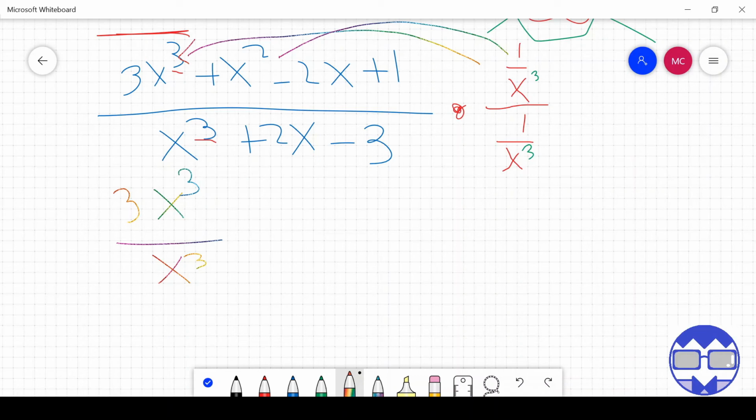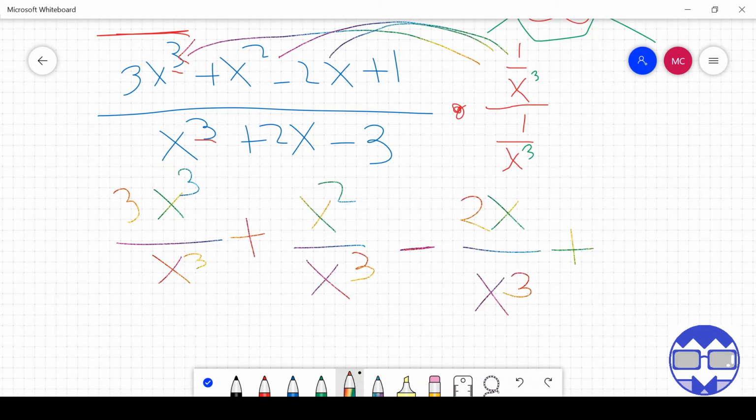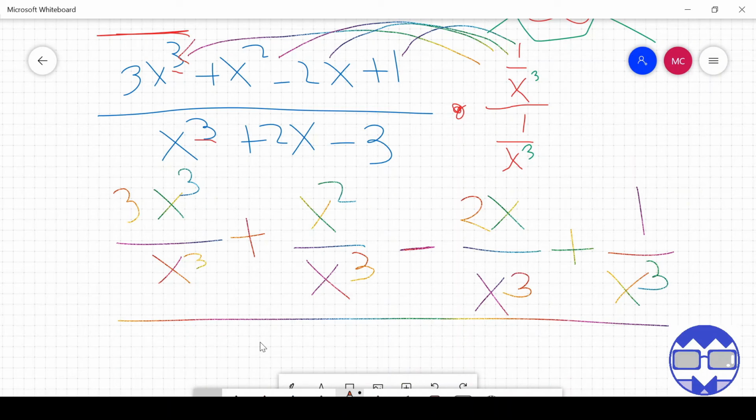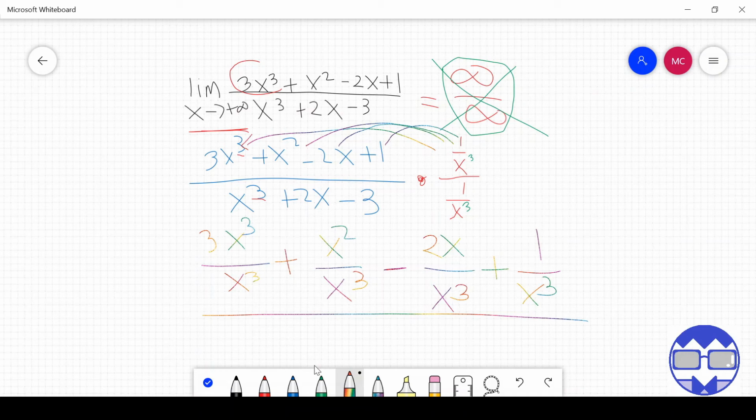Then we multiply to negative 2x, so we have negative 2x over x cubed, plus, we multiply to the last term, 1 over x cubed. Wait, first, I forgot to write the limit as x approaches positive infinity, and this is also the limit as x approaches positive infinity. Now for the denominator, same process.